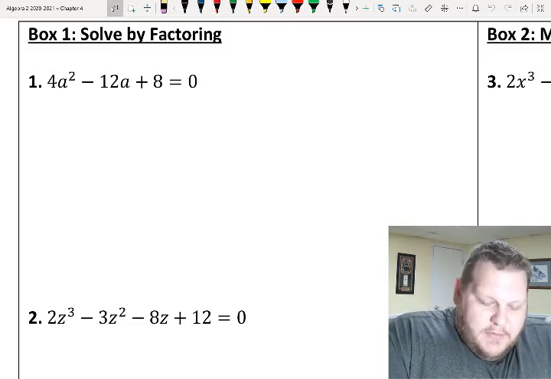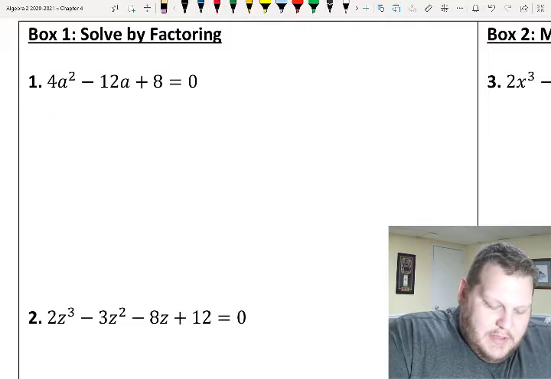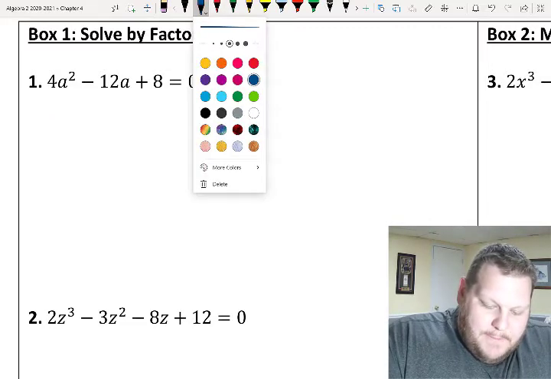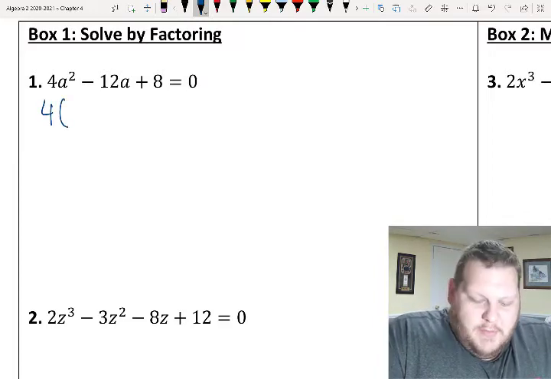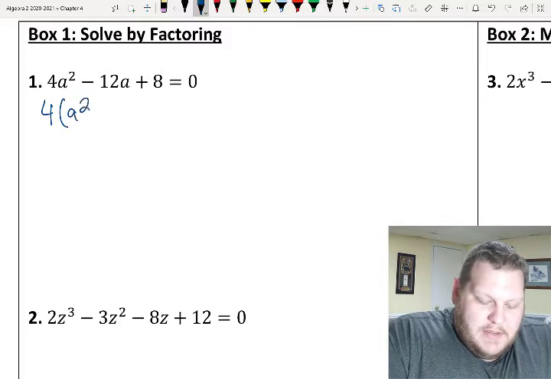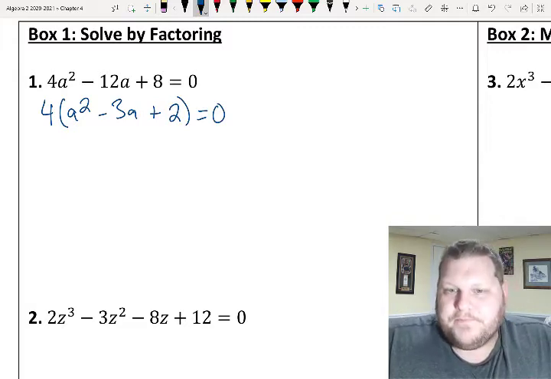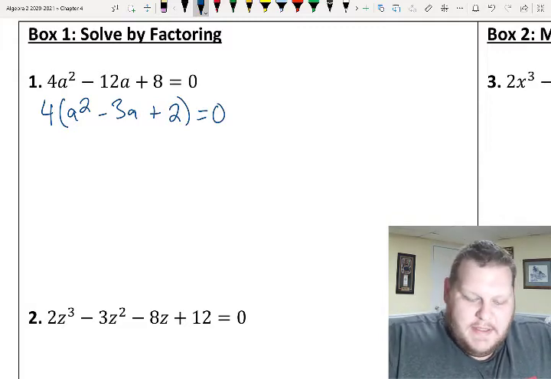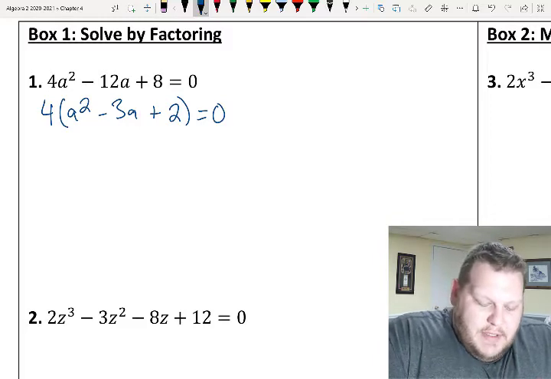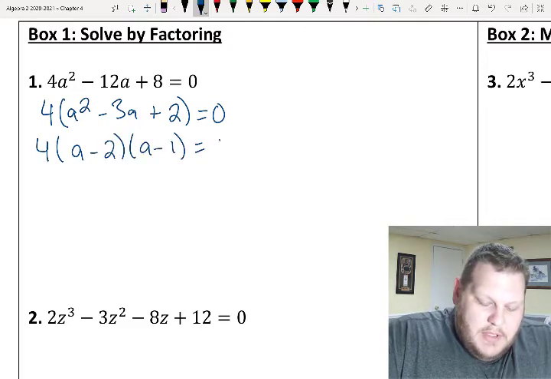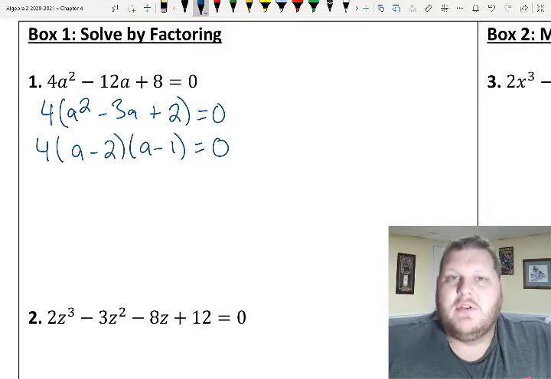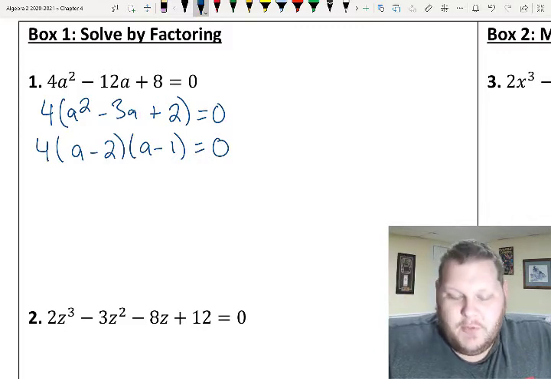I'm always going to try and look for a GCF first, which in this case, holy cow, that is a thick boy. Let's go back down here. So we have this common 4 that we can factor out of all three of those terms, which gives me a squared minus 3a plus 2 equals 0. And then I can factor what's left inside there. So if I factor that inside parenthesis, I've got 4 times a minus 2 times a minus 1 equals 0, because negative 1 and negative 2 multiply together to give me positive 2, but add up to a negative 3.